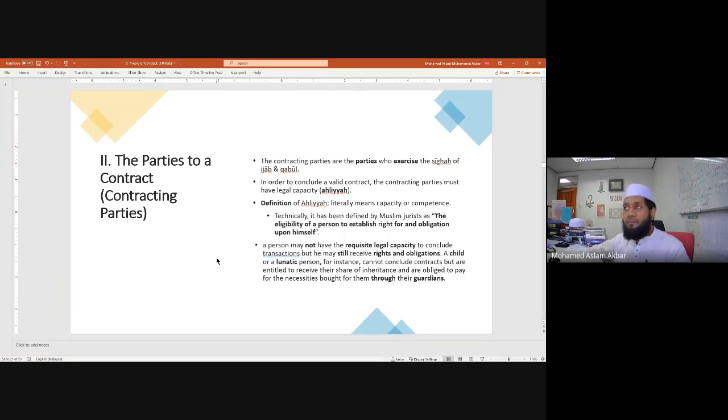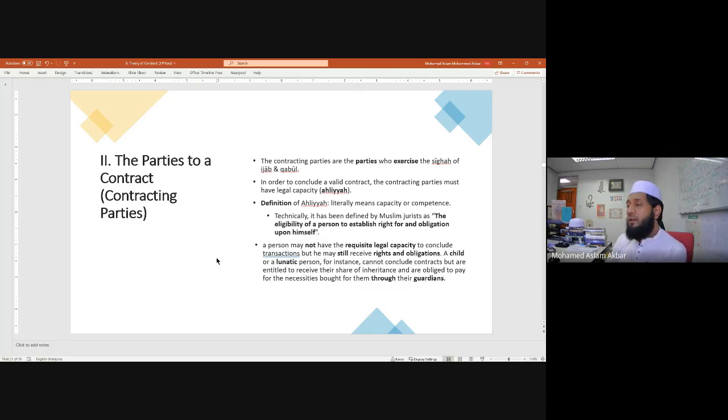If the grandfather passes away, the baby will receive the inheritance or the wasiyah. So these are the things we call receiving the rights or establishing the right. Then we call it obligation. Obligation means something to give, something that you should do. So technically, capacity means the eligibility of a person to establish a right or an obligation upon himself.